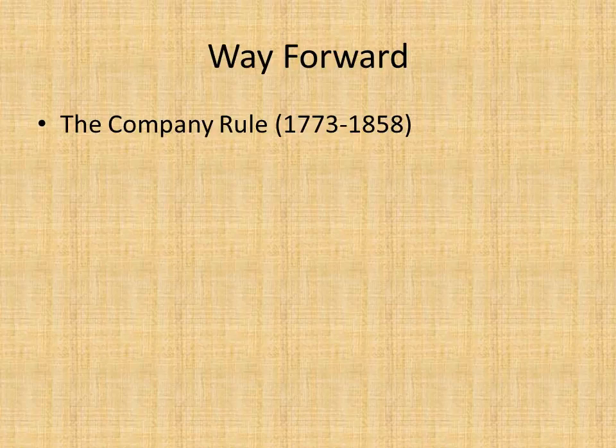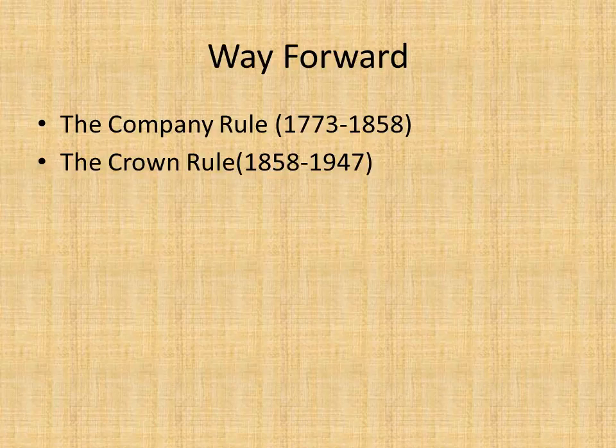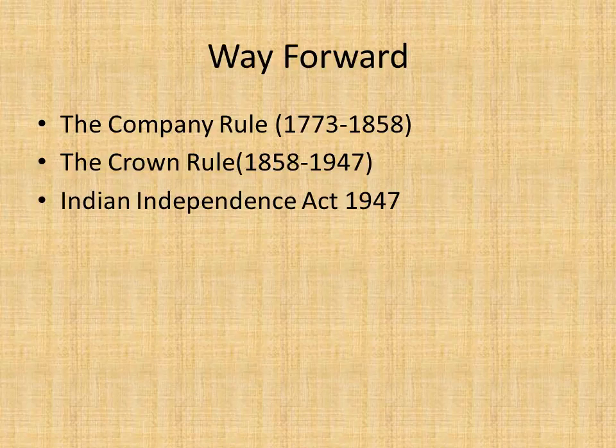This period ended after the first struggle for Indian independence. After this, the Indian rule directly came under the crown. So the second period was the crown rule, that is from 1858 to 1947. After this we gained our freedom, and the first act of Indian independence was passed in 1947. So I will be covering all the acts during these periods in detail in the subsequent slides. So let us start with the first phase, that is the company rule.